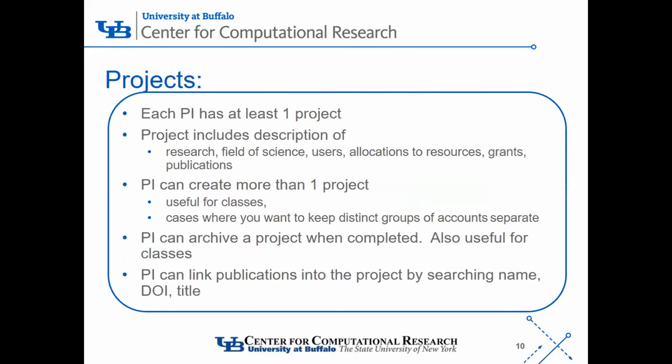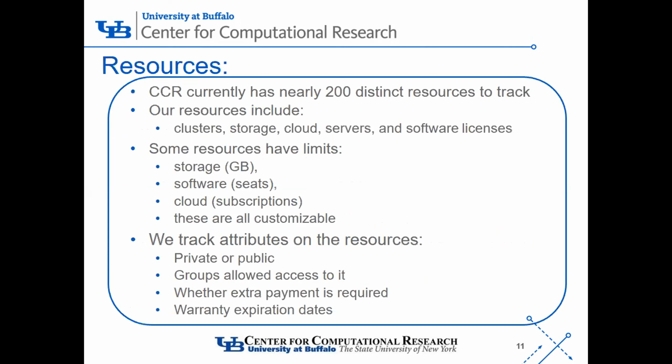So as far as projects go, each faculty member would have at least one project, or else there's no way they could have access to a resource in the center. A project includes a description, field of research, allocations, grants, and publications. Faculty members can have more than one project. Some of ours like to separate their research, since some of it is completely different. So they want a different description and they have different students working on each project, and that's totally fine. We also find this really useful for classes, like I said before, where you want to separate the usage of your research group from the classes that you're teaching. We'll show you the other stuff, how you can archive and link publications.